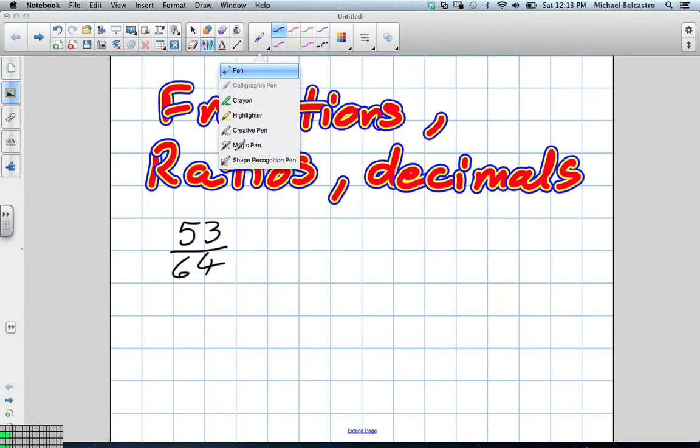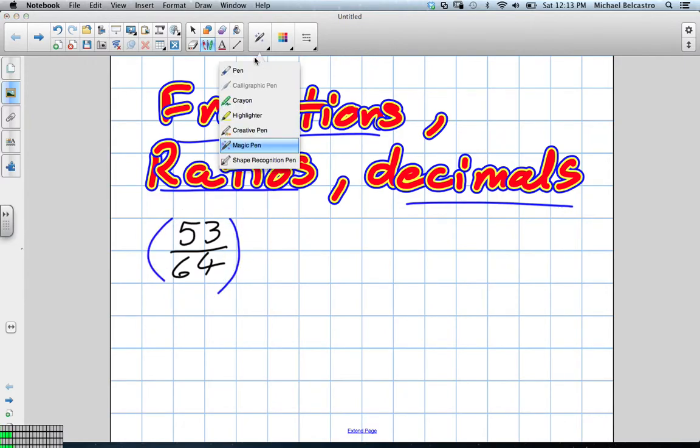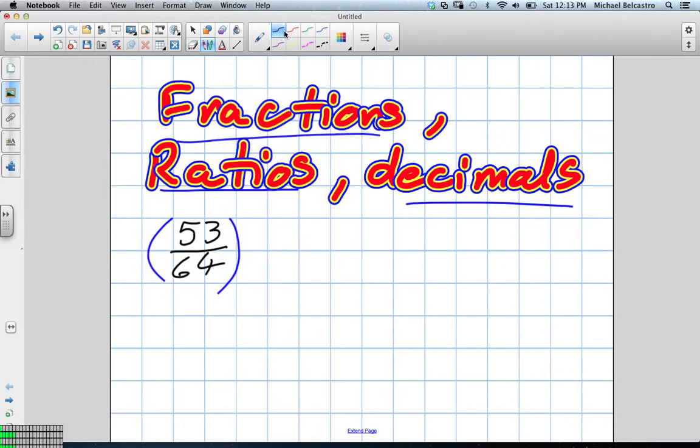Okay, so we're going to go over fractions, ratios, and decimals. So they've given you this question here. Now, what is this? Is this a fraction, a ratio, or a decimal? This is a fraction. Can it be written as a ratio? Yeah. And what about as a decimal? Yes, it can. If you can calculate the percent, then you can convert that into a decimal. Yeah, that's right.